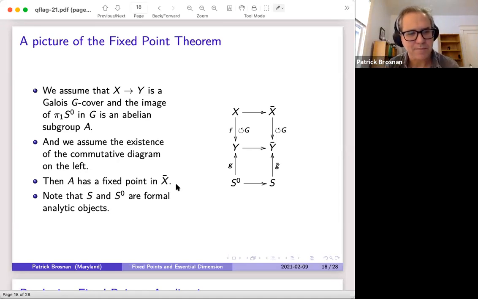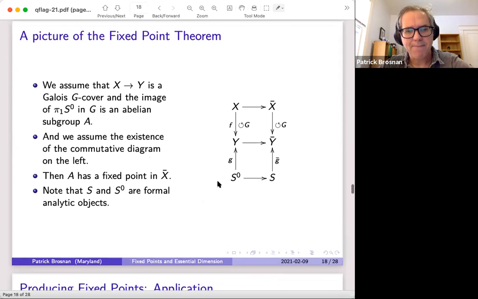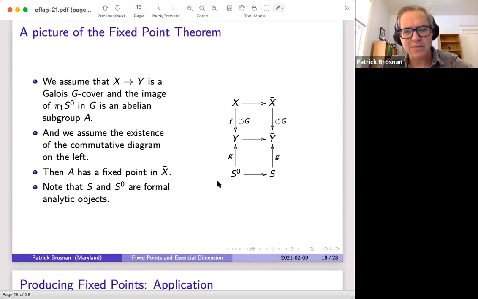And I just want to note that we're going to apply it in the case where S and S naught are not algebraic varieties, but spectra of completed local rings, because that's what we get of geometry.